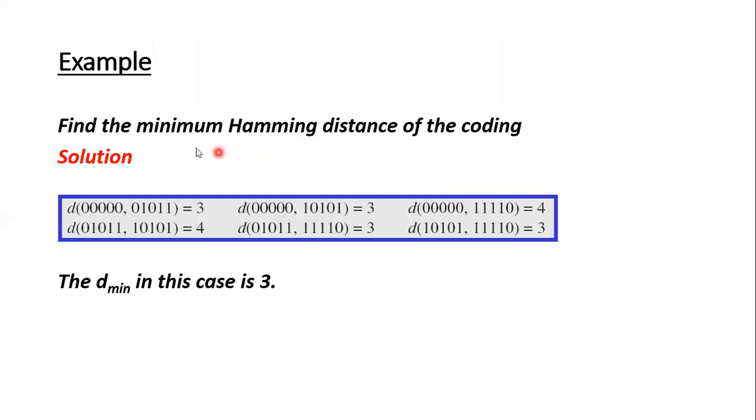Then another example, find the minimum Hamming distance of the coding. Okay, so for this coordinates 3, this one is a 4, and this one is a 4, this one is a 3, and this one is a 3. Okay, therefore the minimum between 3 and 4 is 3.